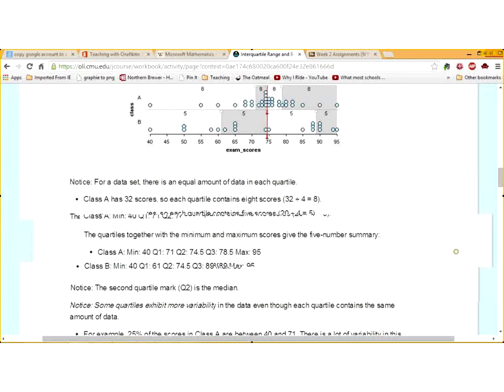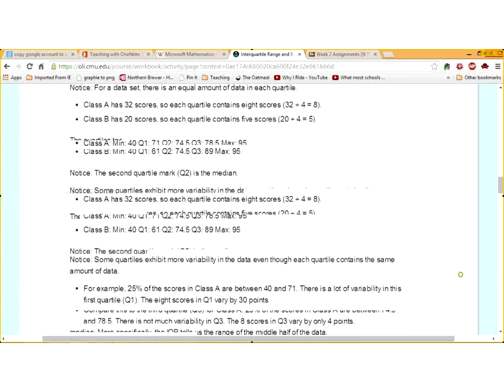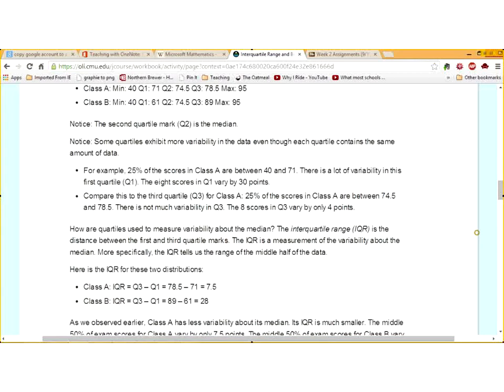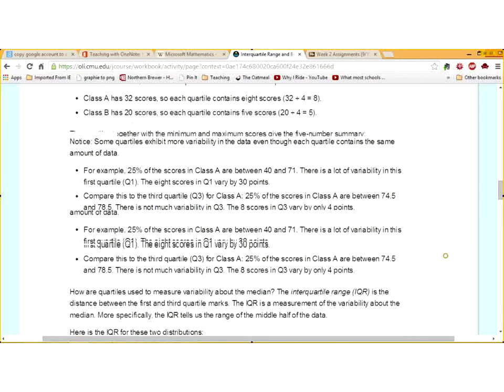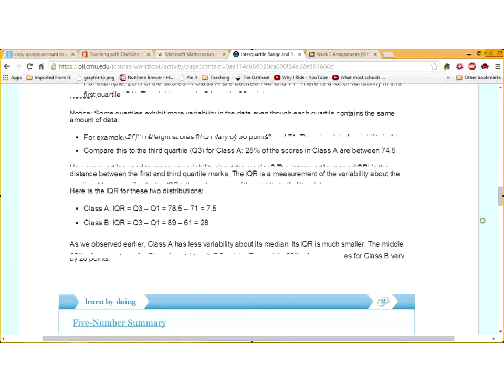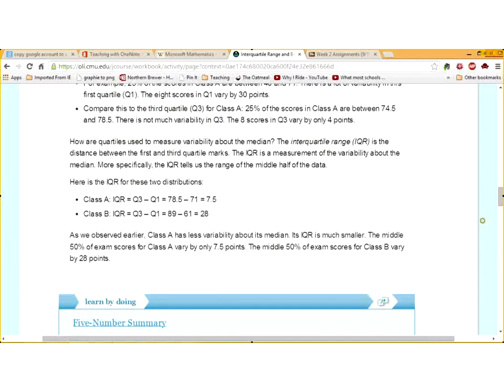And it says, notice the second quartile mark, Q2 is the median. So some quartiles exhibit more variability in the data, even though each quartile contains the same amount of data. So some of the divisions, some of the 25% are wider than others. And then how do we measure the variability using it? Is by something called the interquartile range. And that's just, as it says, the IQR for short is Q3 minus Q1.